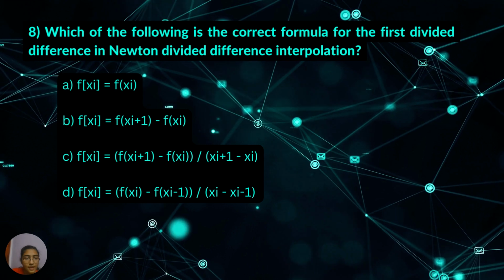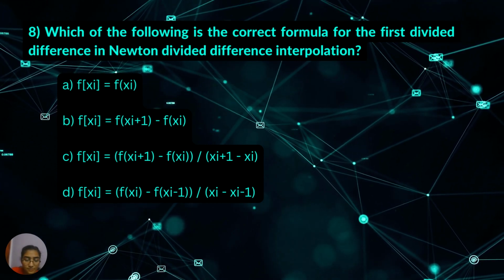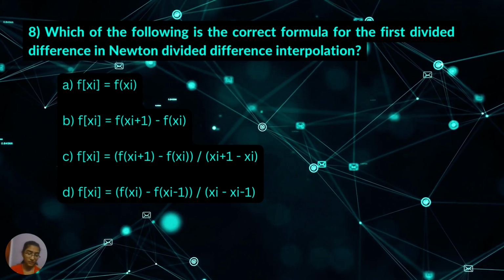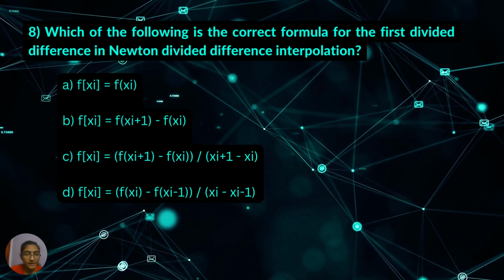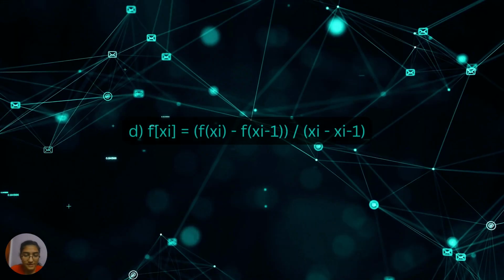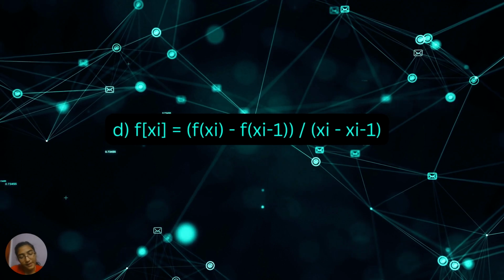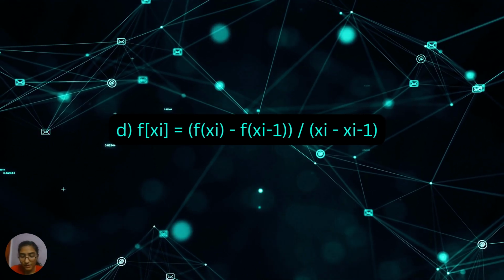So the answer for this question, it is the question for divided difference interpolation. We have already had a look over the difference table for divided difference interpolation in our earlier video. So the answer is D, f of xi is equal to f of xi minus f of xi minus 1 divided by xi minus xi minus 1. Okay, so let's jump on to the next question.